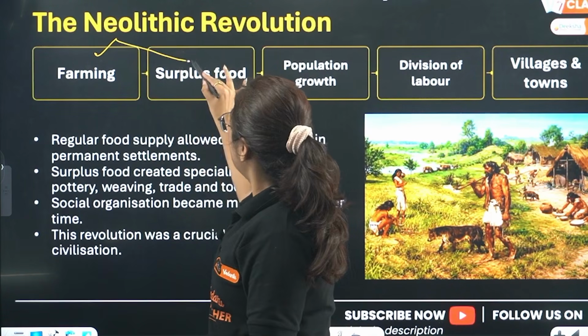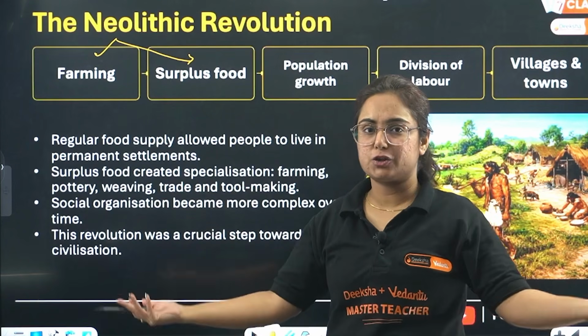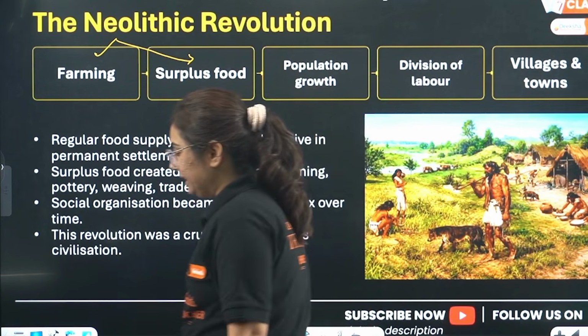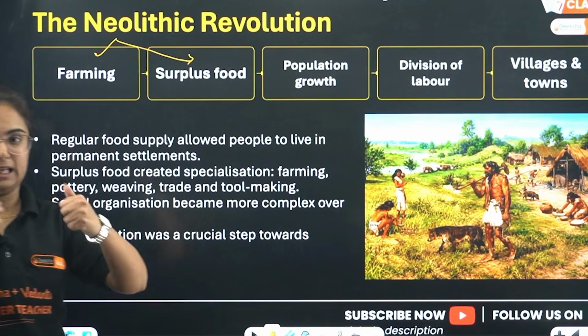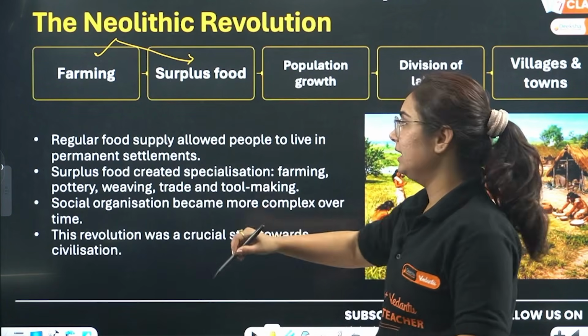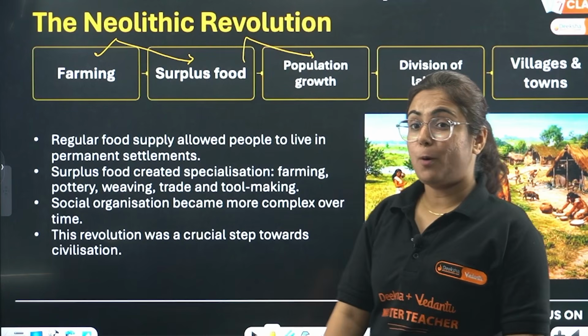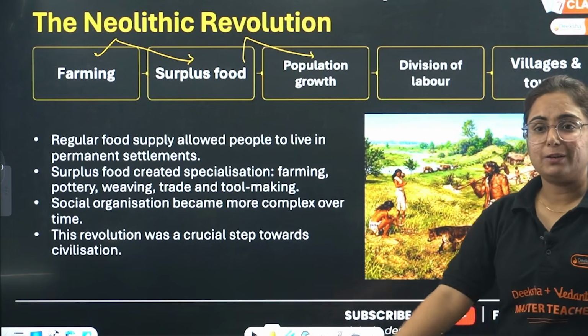Now they grow a lot of crops. That means surplus food production. When food production is there, humans will become healthy. When humans become healthy, they will reproduce. And here it leads to what? Population growth. When population grows, what will happen?